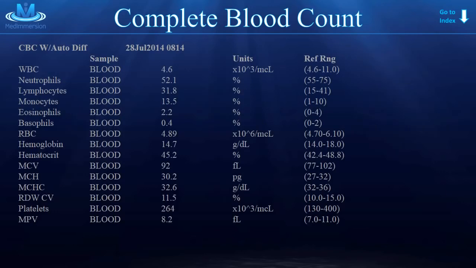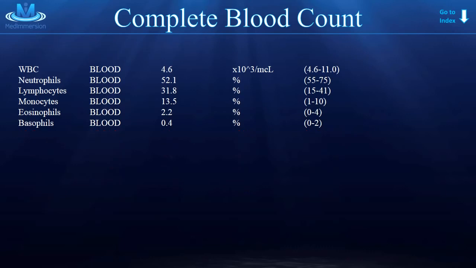So first off, what is a CBC, or a complete blood count? Well, it's a very commonly ordered lab or blood panel that gives us some good information about the cell types in a patient's blood. And those cell types are divided into three main types: white blood cells, red blood cells, and platelets. First up in our discussion is going to be the white blood cells.